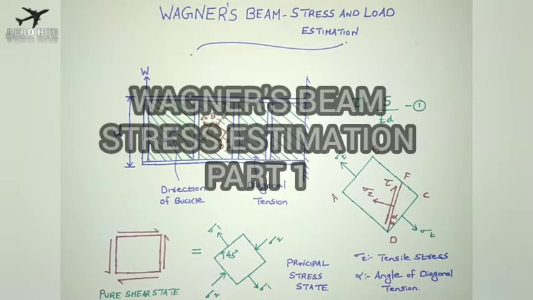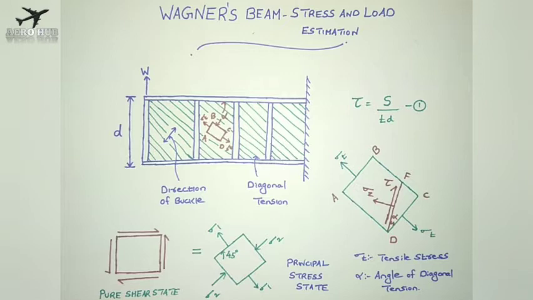In the previous lecture we discussed what you mean by a pure tension field beam or a Wagner beam, and also we discussed the construction of a pure tension field beam. And you are aware that a beam or a structure which can carry almost the entire load in terms of tension is called a pure tension field beam. And this lecture is mainly concerned with the estimation of stress as well as load acting on a pure tension beam or a Wagner beam.